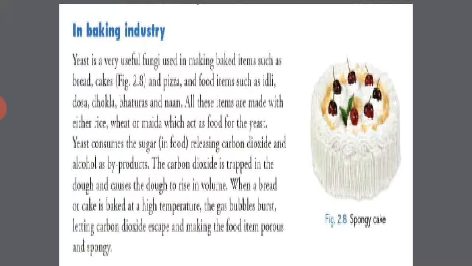Yeast consumes the sugar present in the food, releasing carbon dioxide and alcohol as byproducts. The carbon dioxide is trapped in the dough and causes the dough to rise in volume. When bread or cake is baked at high temperature, the gas bubbles burst, letting carbon dioxide escape and making the food item porous and spongy. Got it? This is how cake is prepared. A spongy cake is shown in the picture also.